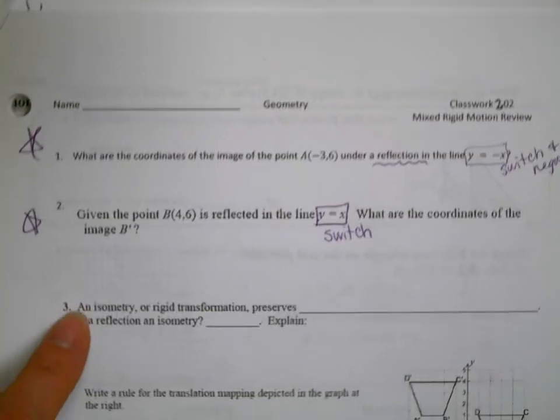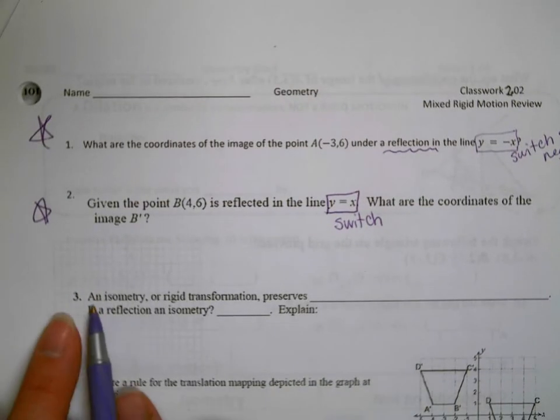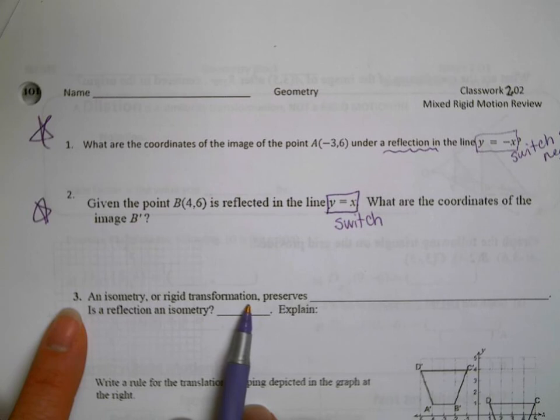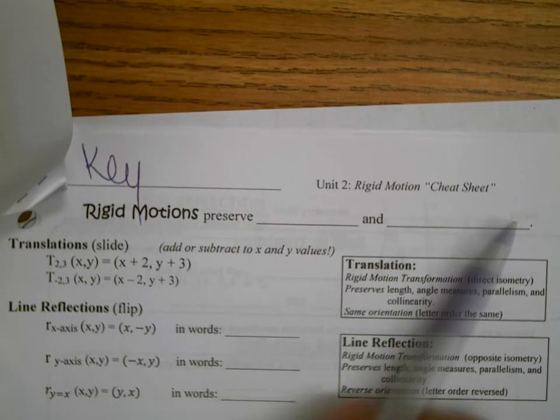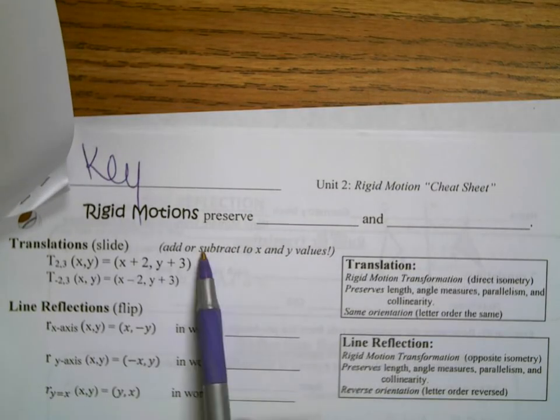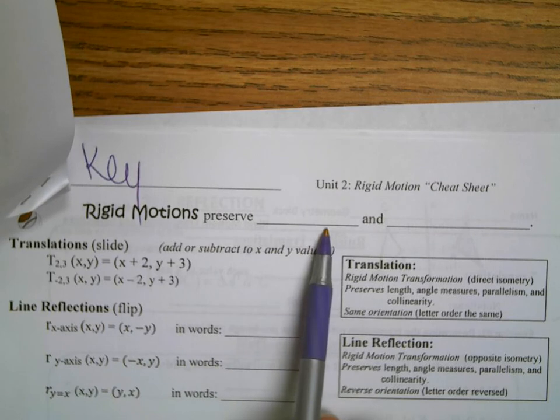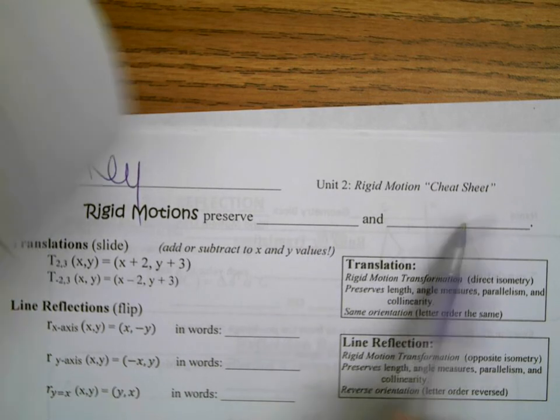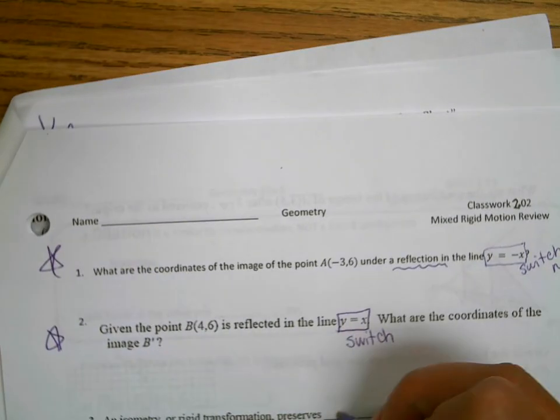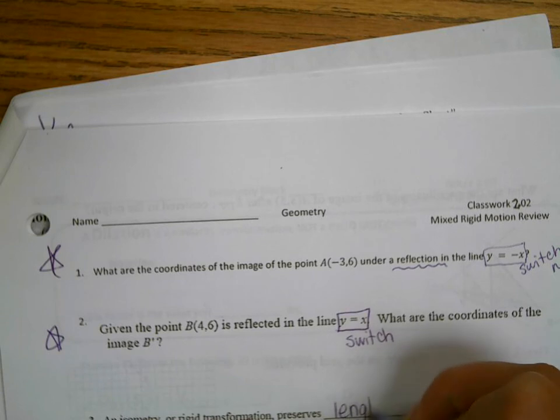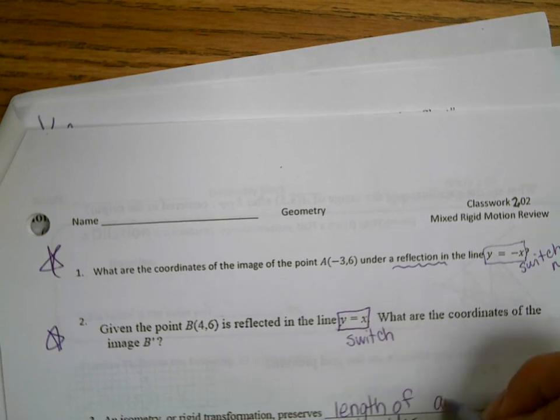Okay. Exercise 3, I'm going to answer with you. An isometry or rigid transformation, and this is at the very beginning of our notes. We wrote it on the front page. Rigid motions preserve length of sides and angle measures. Preserves lengths of your sides and the angle measures.